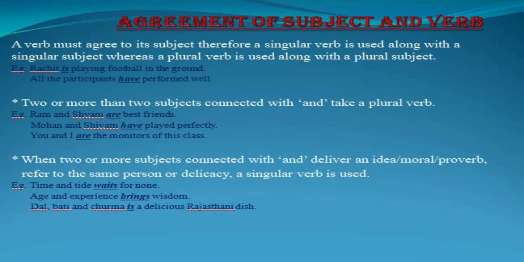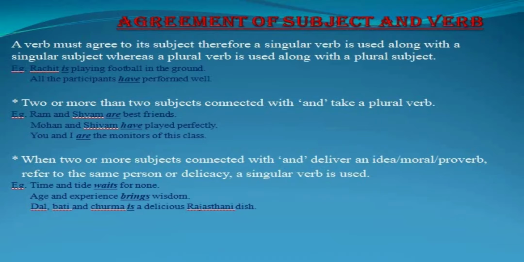Next rule is two or more than two subjects connected with and take a plural verb. In case of two or more subjects connected by and, generally we use a plural verb. For example, Ram and Sham are best friends. So Ram and Sham are two subjects connected by and, so we have used here are.